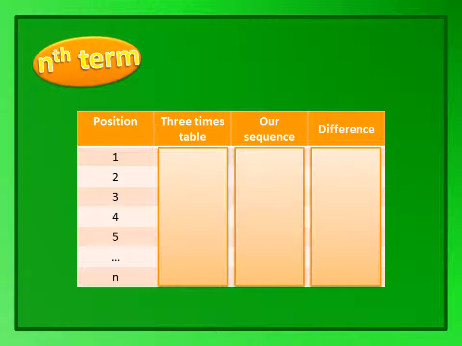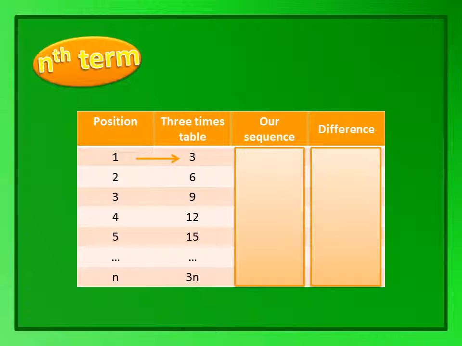Here we've got the positions in my sequence. Let's look at what the 3 times table would look like. Here it goes up in 3s, and to get from the position to the term in our 3 times table, all that's happening each time is we times by 3. So I times 3 by 3 to get 9, I times 4 by 3 to get 12, 5 by 3 I get 15, which means for my nth term, that's for any position in my sequence, I would times that by 3. But our sequence isn't quite the same.